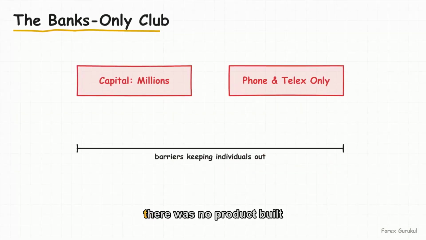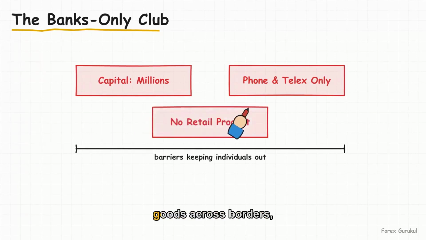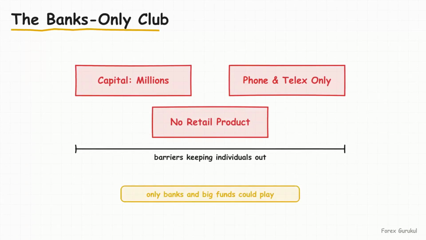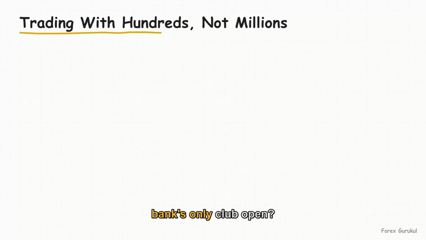Barrier 3, there was no product built for an individual at all. Unless you were a bank, a hedge fund, or a multinational moving real goods across borders, this market simply did not exist for you. That's the club Danny would have been locked out of, decades before he ever opened an account. So what actually broke the bank's only club open?